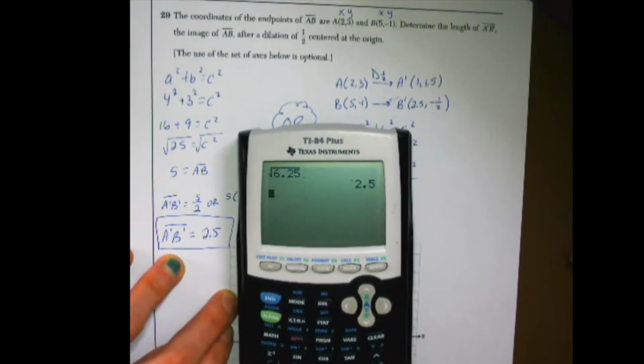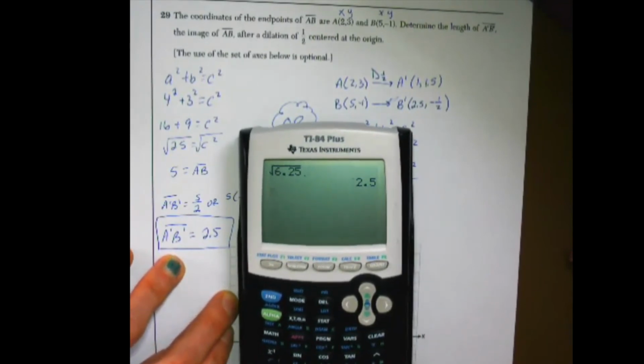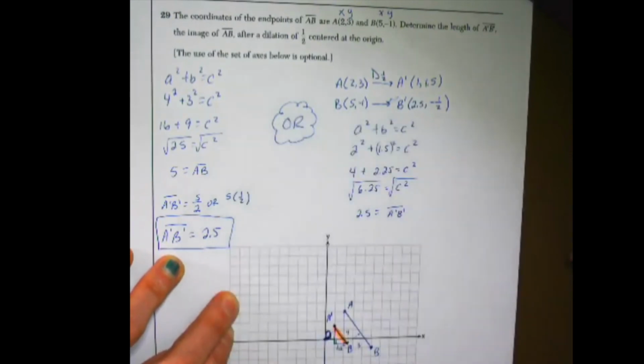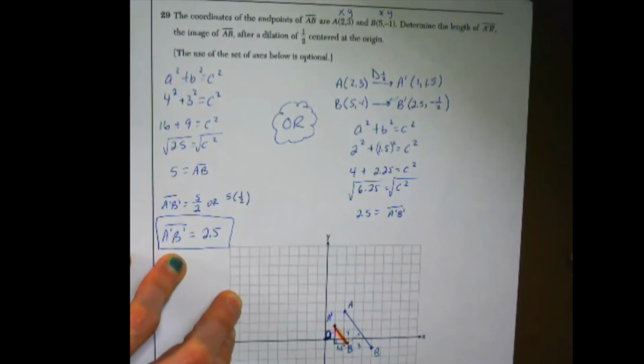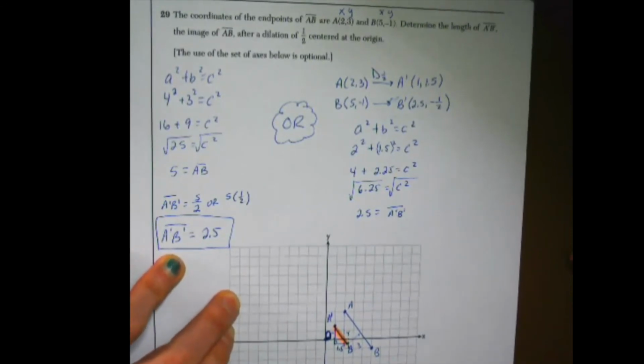So you have a couple of different ways to do this problem. This is two of them. All you have to do is make sure that you show the appropriate work for the information that you're trying to show, and you'll receive absolute full credit.